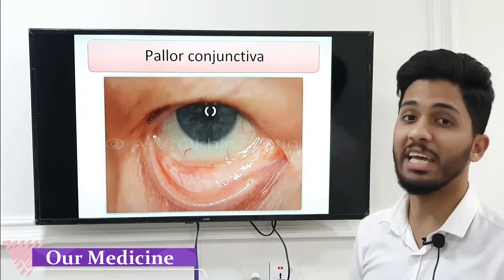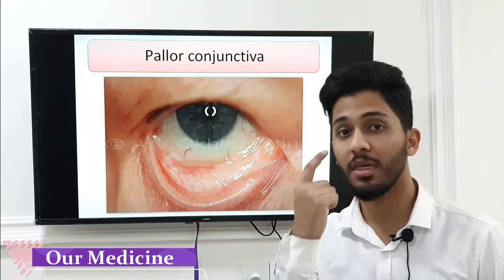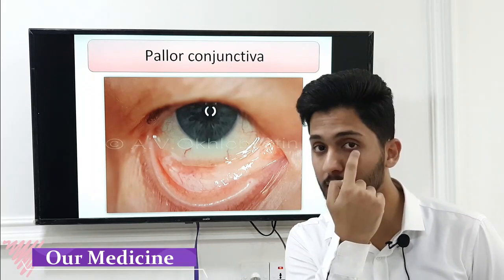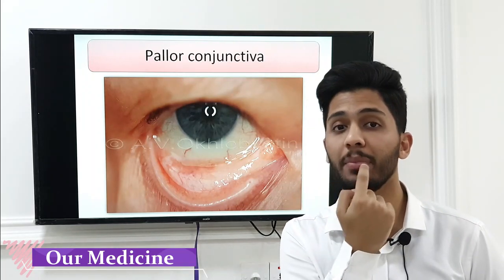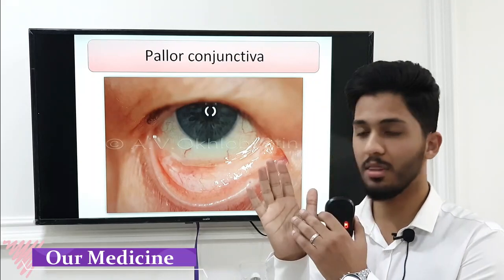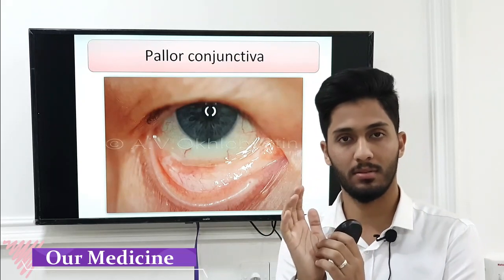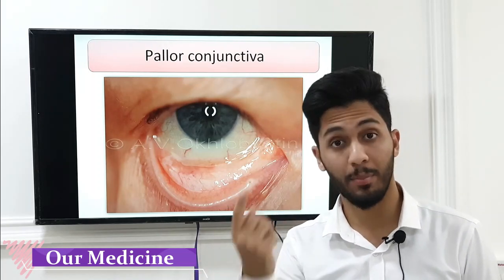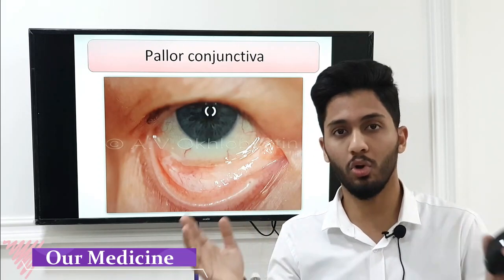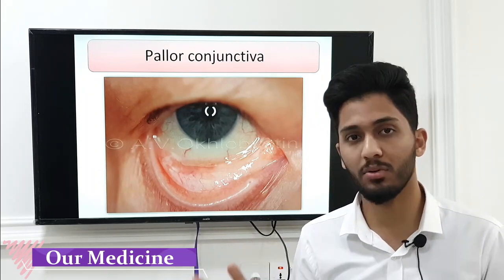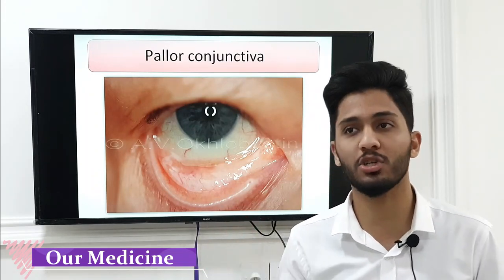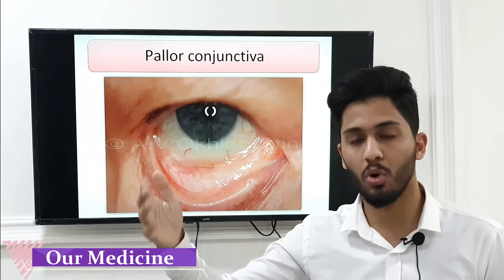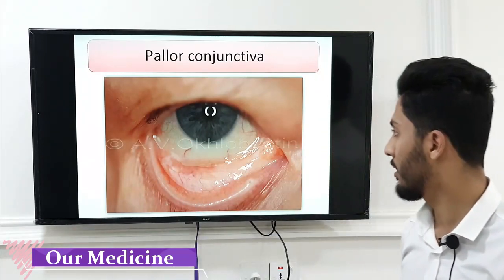You will find the pallor in three sites: the conjunctiva, the mucous membrane of the mouth, and the palms of the hand. Three sites for pallor. What are the causes of pallor? Number one, anemia, but not always anemia. It could be hypothyroidism, it could be shock, it could be infections, it could be different causes of the pallor.